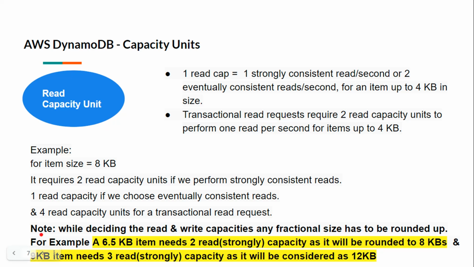Also, while deciding the read and write capacities of our DynamoDB table, any fractional size of the item will be rounded up. For example, if we have an item of 6.5 kilobytes, it will be rounded up to 8 kilobytes, so we will need 2 read capacity units for strongly consistent reads. And if we have an item of 9 kilobytes, we will need 3 read capacity units because it will be rounded to 12 kilobytes.